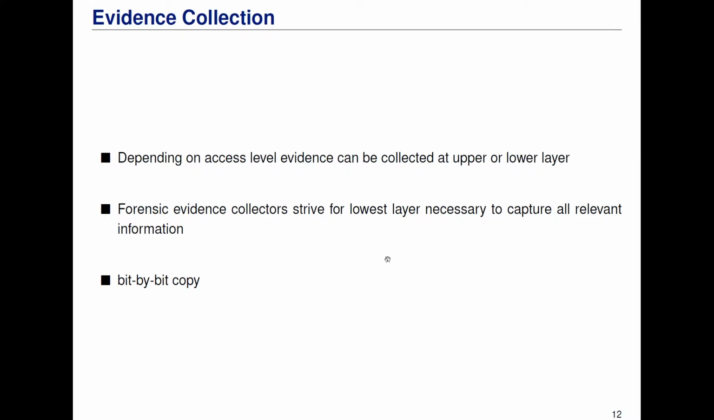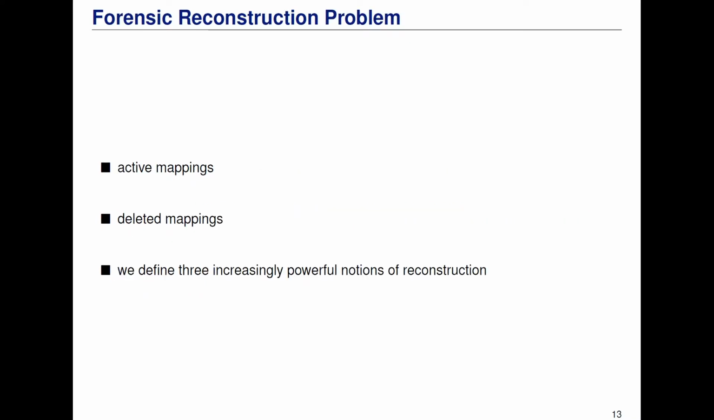So in the case of unmap or trim, that could mean chip-off, because through the SATA or SAS interface of the disk, you can no longer access the block unless, of course, you modify the firmware. And usually you strive for a bit-by-bit, block-by-block, or page-by-page copy, depending on the access pattern. Good, we already talked about active mappings and deleted mappings, and we defined 3 increasingly powerful notions of reconstruction.